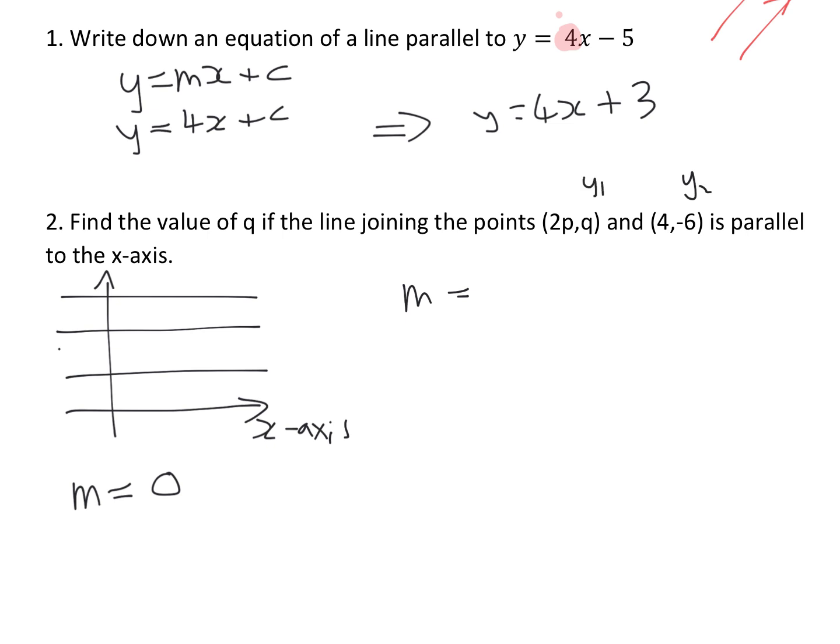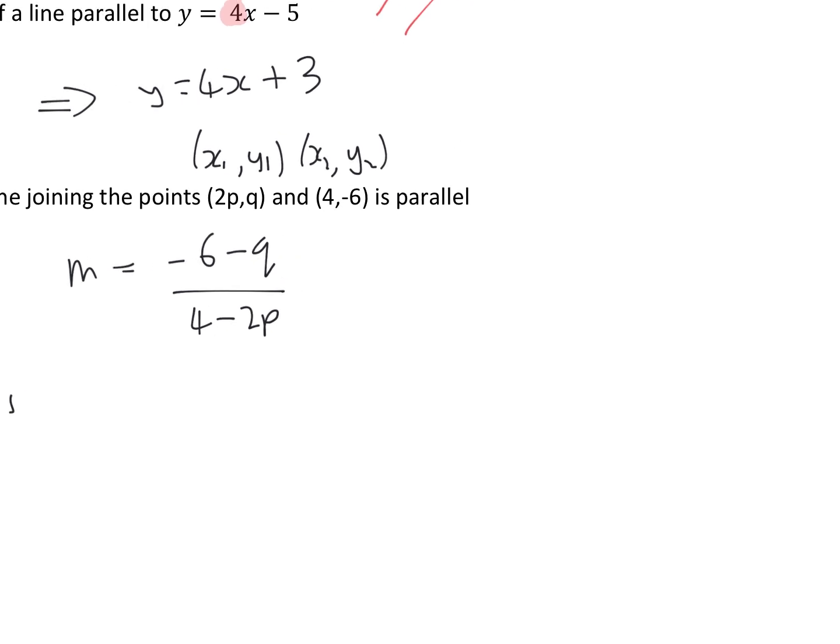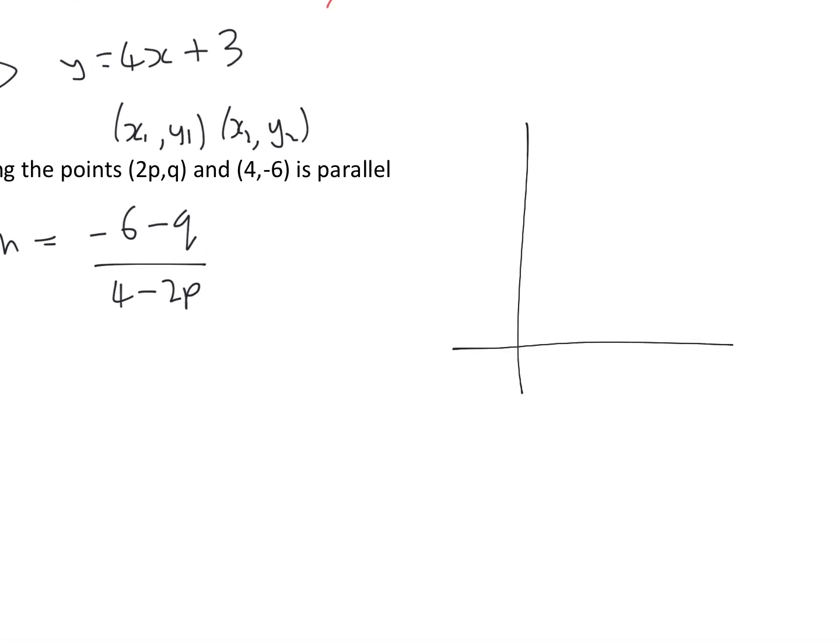If I call that y1 and y2, x1 and x2. Change in the y value, so minus 6 minus q divided by 4 minus 2p. So that's my gradient. You may need to draw that out. If that made no sense to you, that's absolutely fine. You could say one point is the x value is 2p and the y value is q. And then the second point, the x value is 4. And the y value is minus 6.